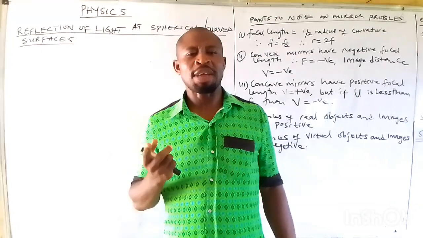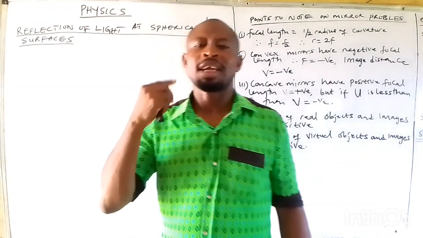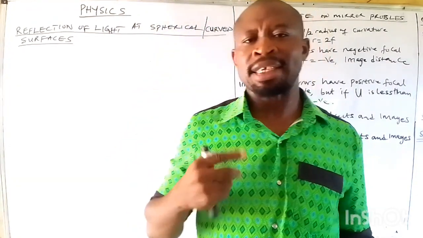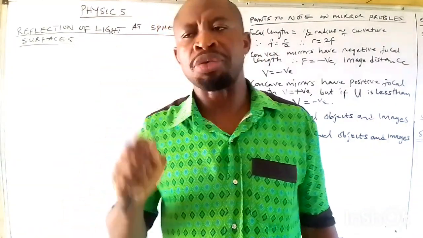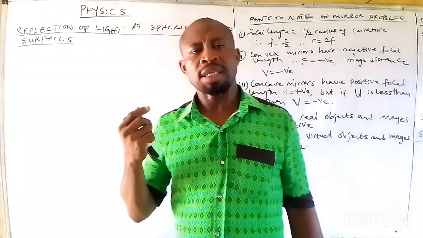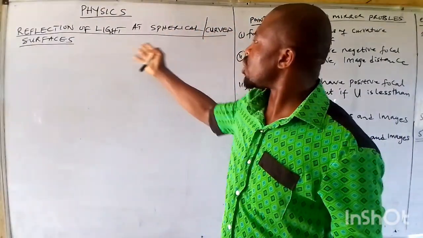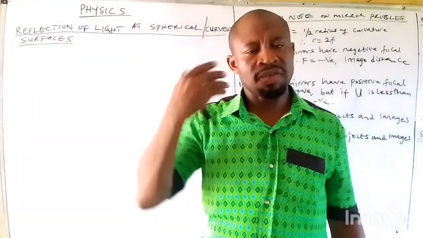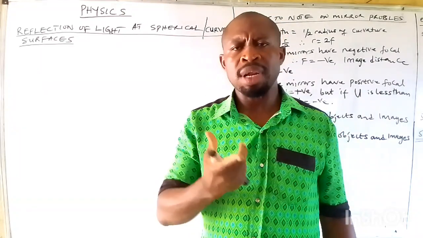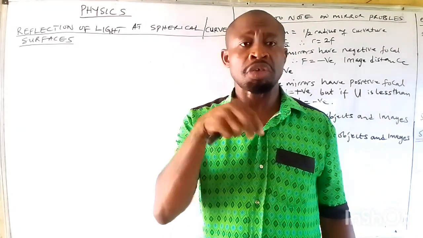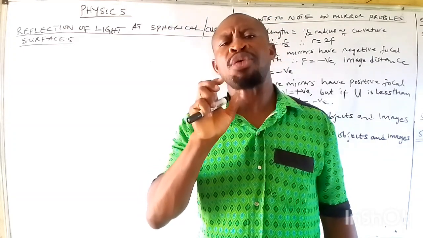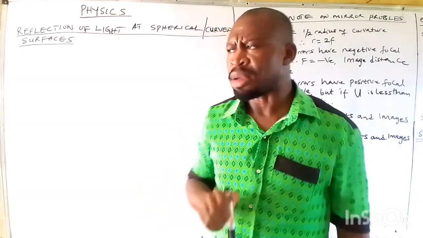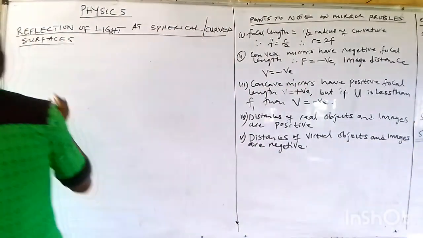Last time we discussed the reflection of light on plane surfaces, actually plane mirrors. Today I want us to look at the reflection of light at spherical surfaces. And when we talk about spherical surfaces or spherical mirrors, we talk about the concave mirror and the convex mirror. Let us look at some of these.